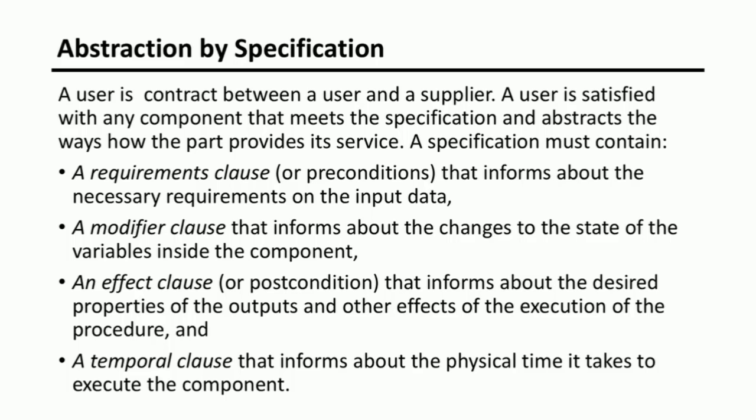So a good specification has a requirements clause, which gives the input data that come into the component, a modifier clause that says what the component is supposed to do in the system and how it modifies the state of the system, an effect clause that gives the output of the component, and a temporal clause that says how long the component needs to do this job. This is at the specification level and sufficient in order to leave freedom to the designer.